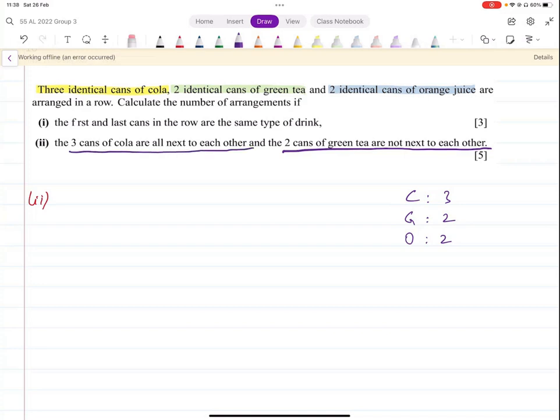So you've got 1 box for the cans of cola. 1 box for the cans of cola. Where is that? Green tea separate karni hai. 1 box for the orange juice and another box for the second orange juice. Okay? And the cans of green tea can then come in these places. Okay? Woh yahan par aa sakta hai.